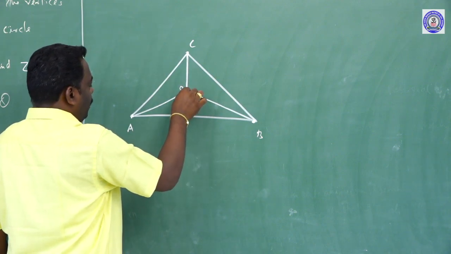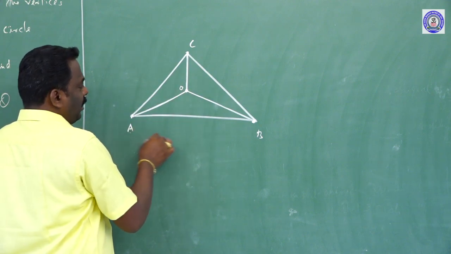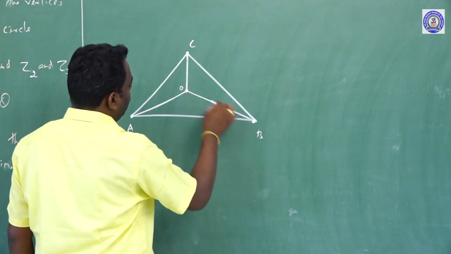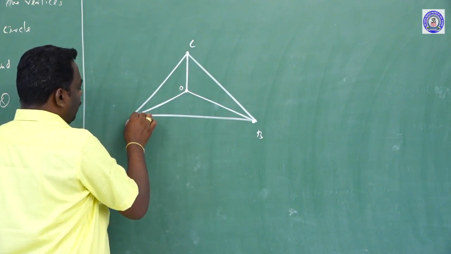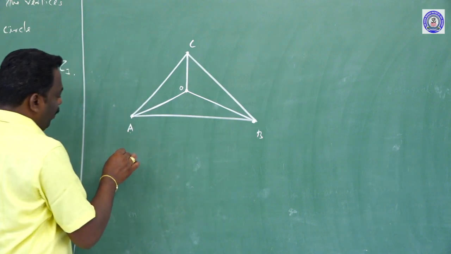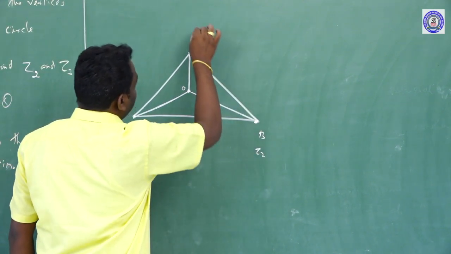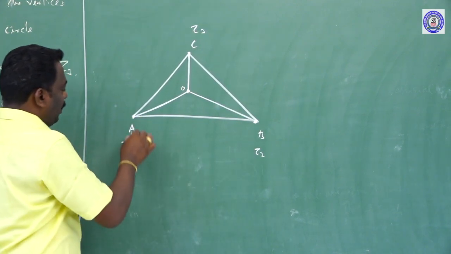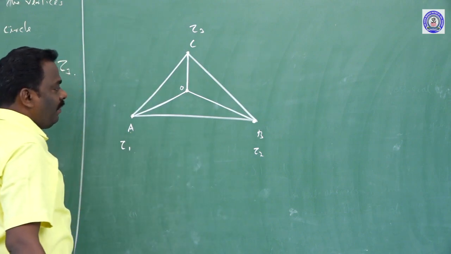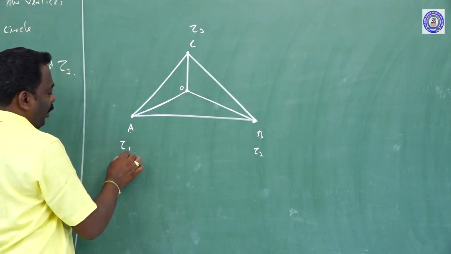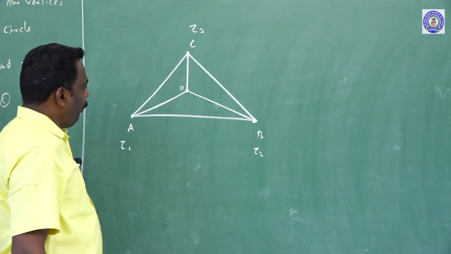From this origin, the vertex A is at distance OA, vertex B at distance OB, and vertex C at distance OC. The vertex A is defined by a complex number Z1, and similarly Z2 and Z3 define the other points. The three vertices of the triangle are defined by the complex numbers Z1, Z2, Z3.